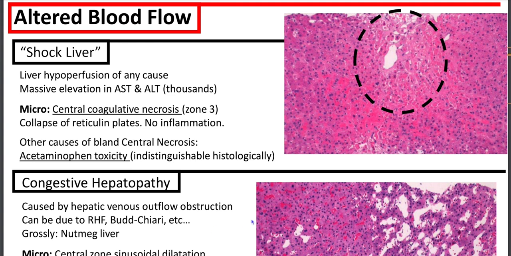This is liver hypoperfusion of any cause, and you'll have massive elevation in AST and ALT, up to the thousands. And you'll have central coagulative necrosis in zone 3 and collapse of reticulin plates and no inflammation. Other causes of bland central necrosis include Tylenol toxicity, where histologically it's indistinguishable.